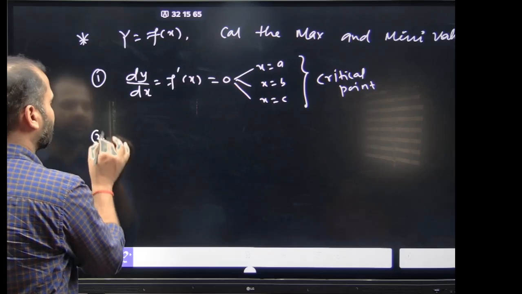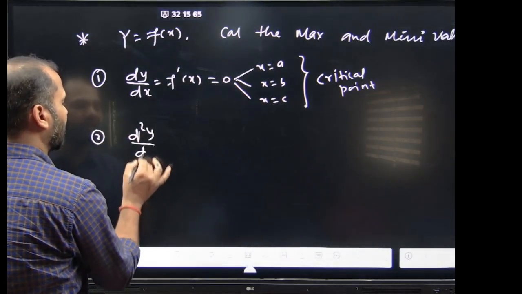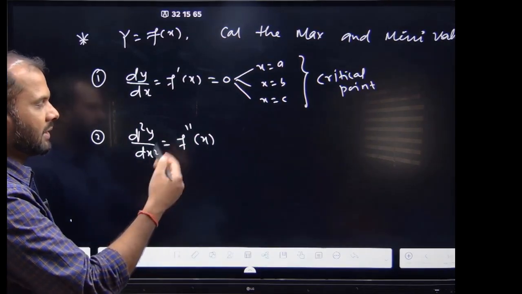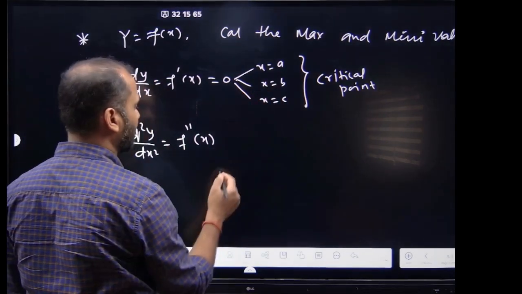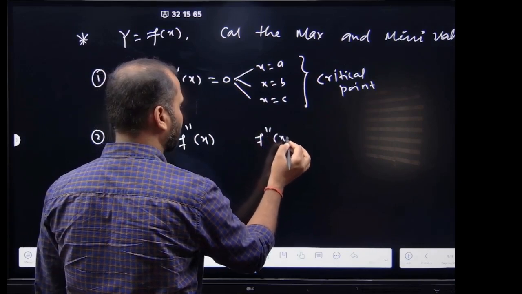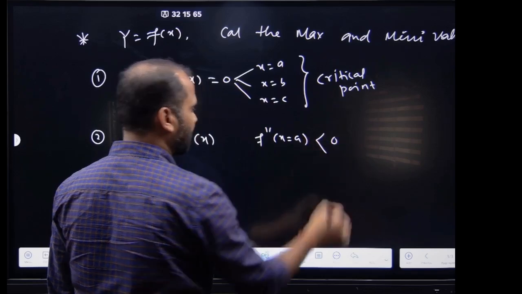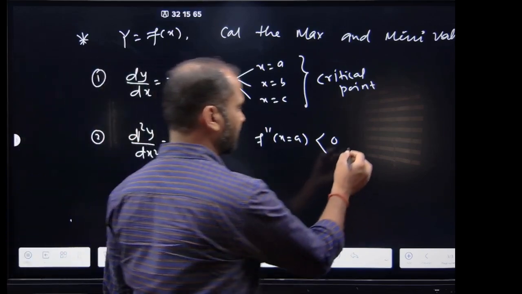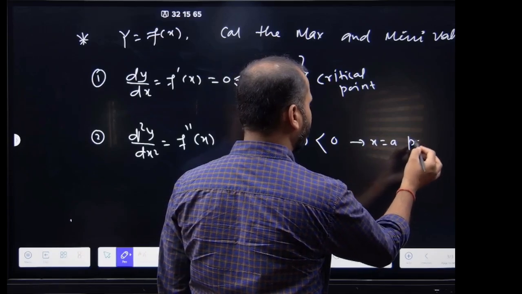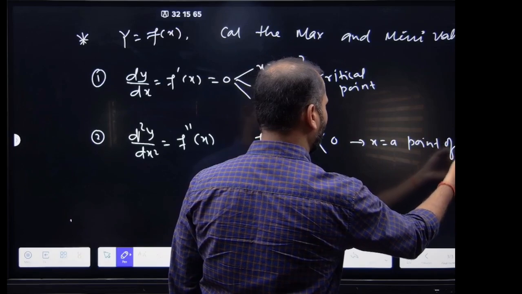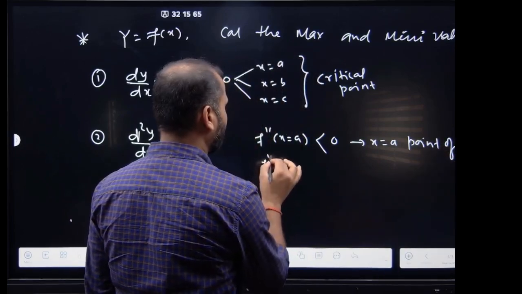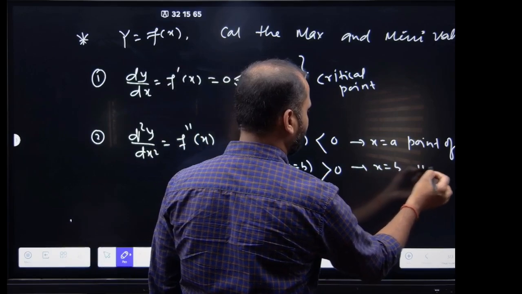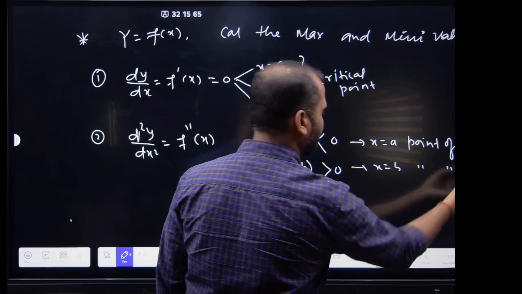Now, the second thing you have to do: calculate the double differentiation, d square y upon dx square, or here I will write f double dash x, and I will check one by one. Suppose at x is equal to a, if f double dash at a is less than 0, then that particular point is called a point of maxima. Have you studied this? Then x is equal to a is a point of maxima. And if at a critical point b, f double dash is greater than 0, then I will say x is equal to b is a point of minima.